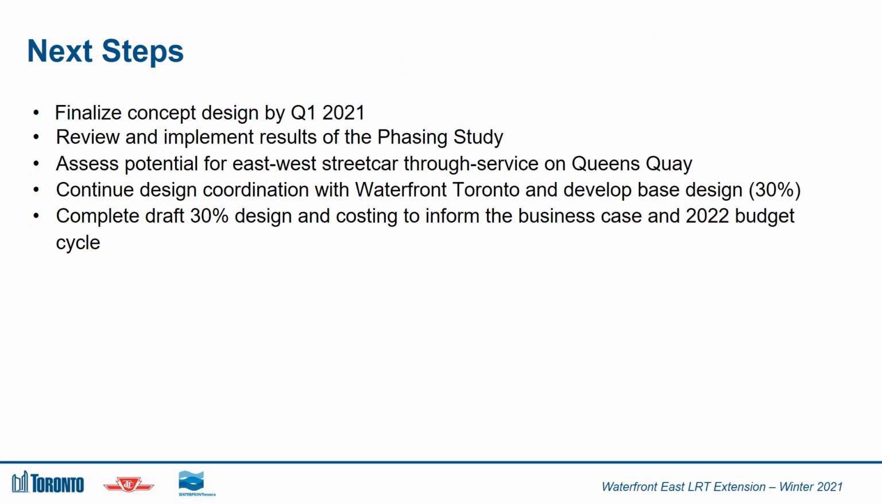Next steps for the design of Area 1 include the following. We will continue the preliminary design with an aim to confirm and finalize the concept design for the below-grade works in the first quarter of this year. As I mentioned in an earlier slide, with preliminary design activities well underway, the immediate key next step is to work hand in hand with our project partners to review the results of the phasing study and implement phased implementation of the station expansions.